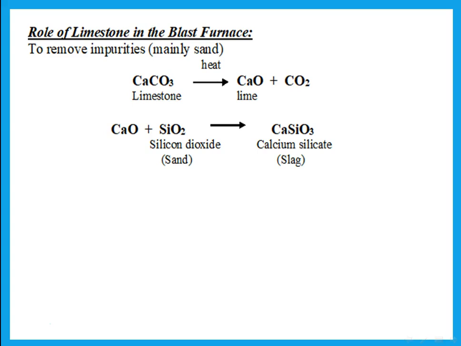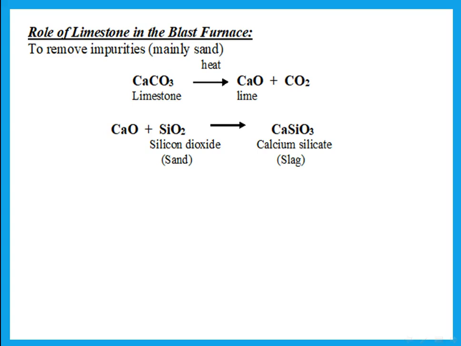So remember that calcium oxide is called lime. This lime reacts with the main impurity in the blast furnace, which we mentioned is sand, and the chemical name for sand is silicon dioxide. So the lime, calcium oxide, reacts with silicon dioxide, and what comes out is calcium silicate, and calcium silicate is referred to as slag. Now in the blast furnace, this slag floats on top of the iron.